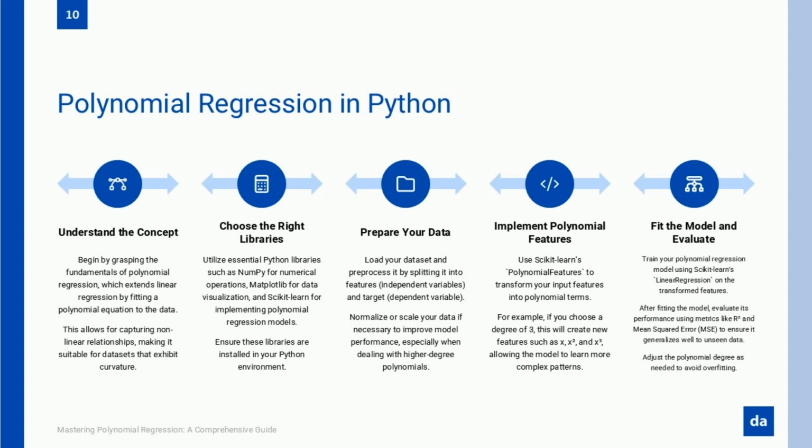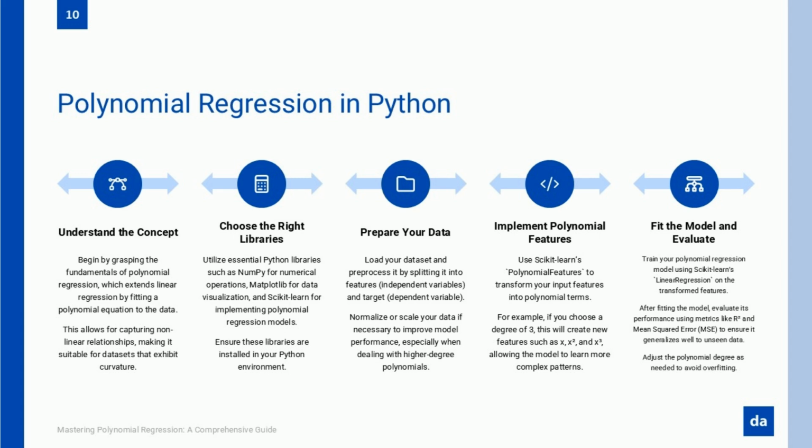Implementing polynomial regression in Python allows us to take theoretical concepts and apply them to real-world data. The process involves several key steps, from preparing the dataset to transforming features, training the model, and evaluating its performance. Python provides powerful libraries like NumPy, scikit-learn, and matplotlib, which make it easy to build, visualize, and analyze polynomial regression models. The first step is to prepare the data.